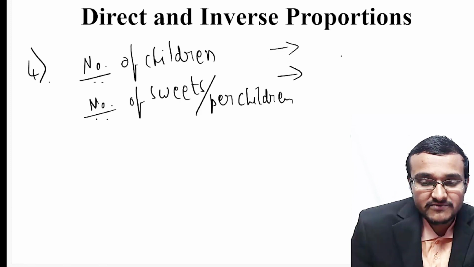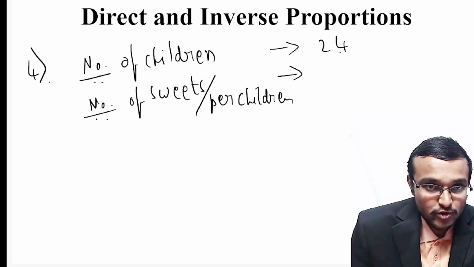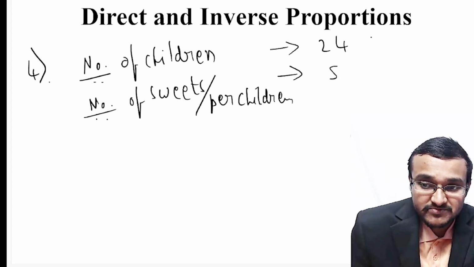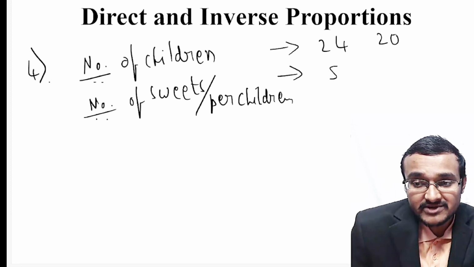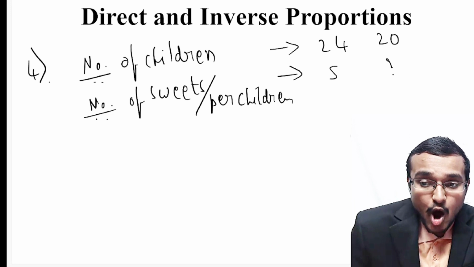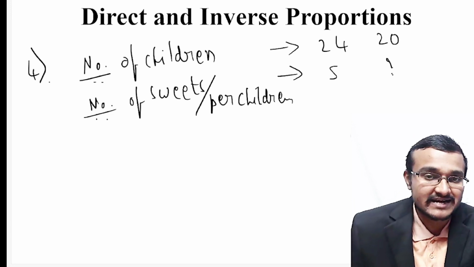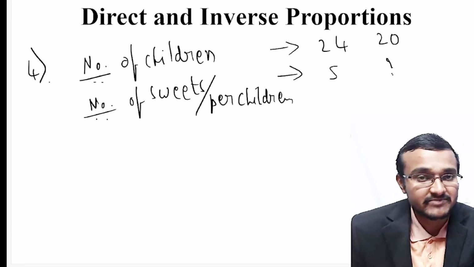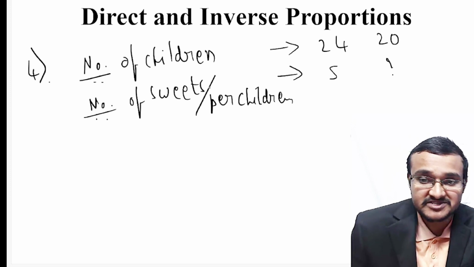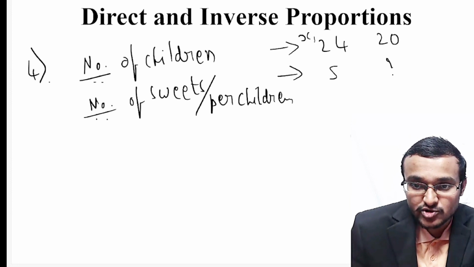Here when the number of children was equal to 24, at that time they were getting 5 sweets each. The number is reduced by 4, that means 24 minus 4, that will be 20. Then how many sweets will each child be getting? That is the question which they are asking. This 24 you can keep as x1.